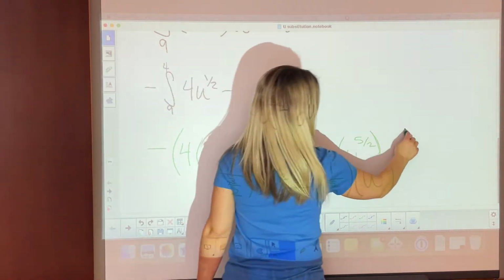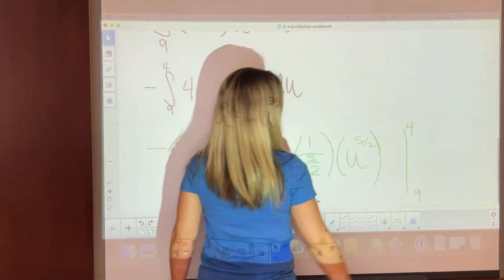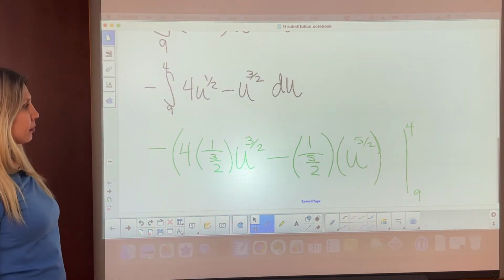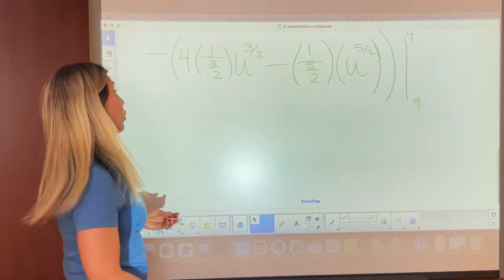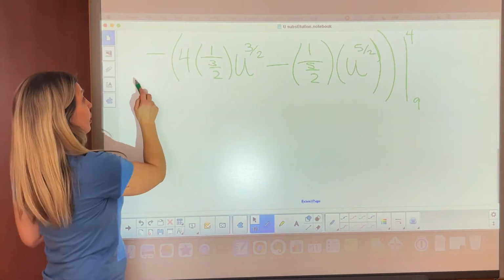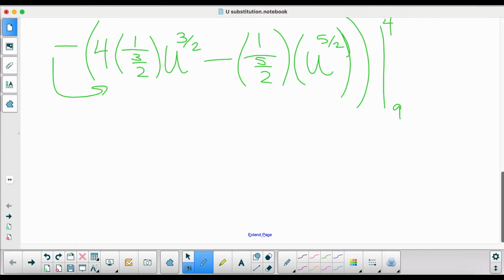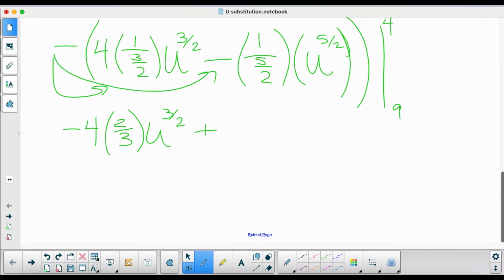And then we're evaluating from 9 to 4. So I'm going to go ahead and simplify this mess first, and I'm going to distribute this negative sign as I do. So let's go through here. This is going to be negative 4 times, and this fraction mess is going to flip this guy over, u to the 3/2. Distribute my negative sign here. This becomes positive. This will become 2/5 u to the 5/2, evaluated from 9 to 4.